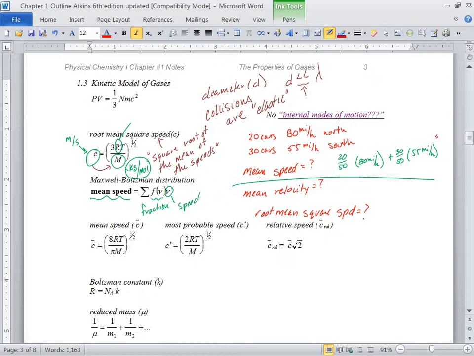Okay, mean velocity. Do 20 over 50 times 80 miles per hour minus 30 over 50 times 55 miles per hour. Now he's got to take into account, in fact, before we even write these speeds, we should determine what our convention is. Now he said minus the 55. So he's saying the south is, well, it doesn't really matter. The point is you got to stick with it. You got to stick with north, south.